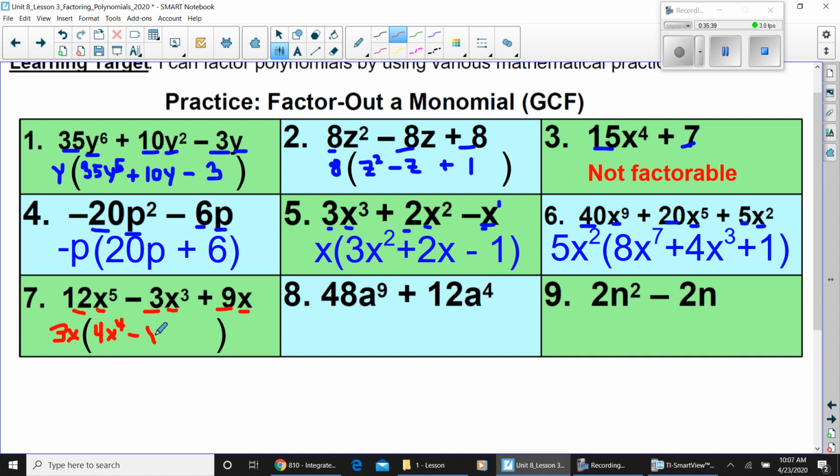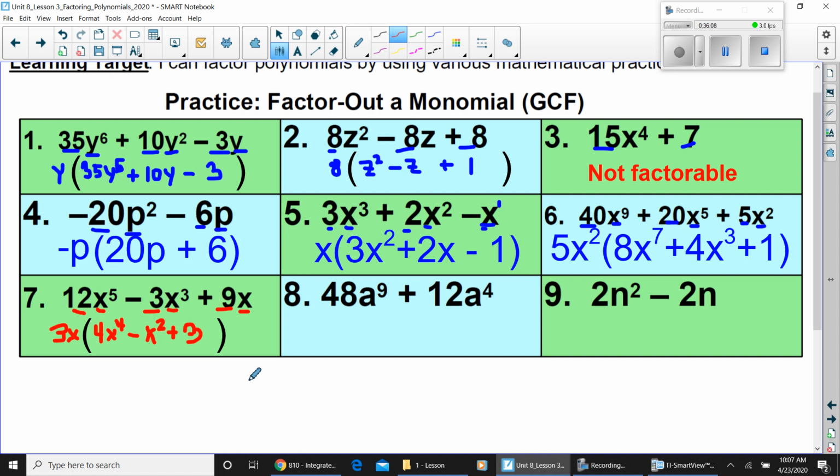X squared. You could check it as you go. 3x times negative x squared equals negative 3x to the 3rd. 3 times what equals 9? 3 times 3 equals 9. And the x just comes along. This is just x. So 3x times 3 equals 9x. And that is your final answer.